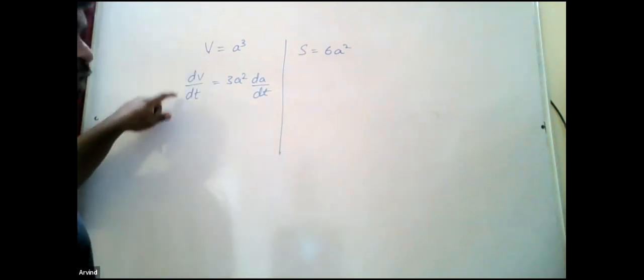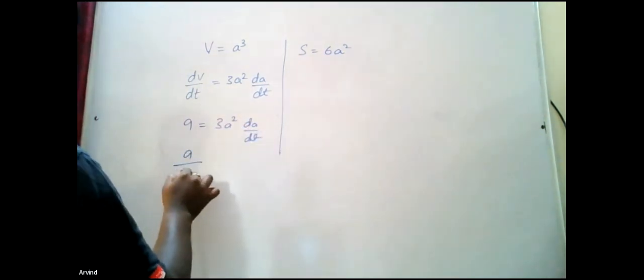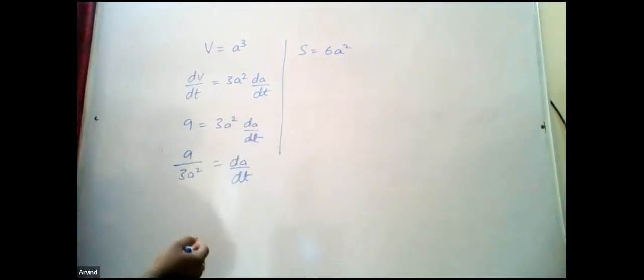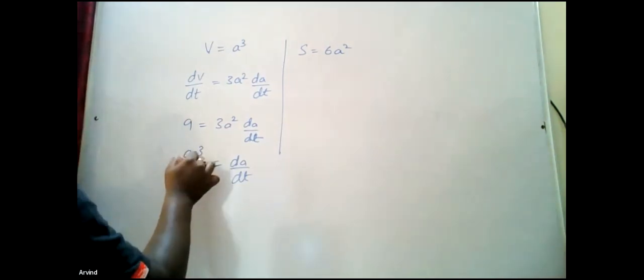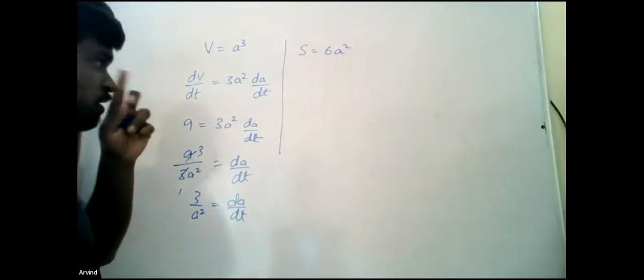The rate of change of volume with respect to the time is 9, which is equal to 3a square dA by dt. Get this 3a square to this side. 9 by 3a square is equal to dA by dt, the rate of change of side with respect to the time. So 3 ones are 3, 3 threes are 9. So it is 3 by a square for dA by dt. That's what you will get here, that you have to use here.